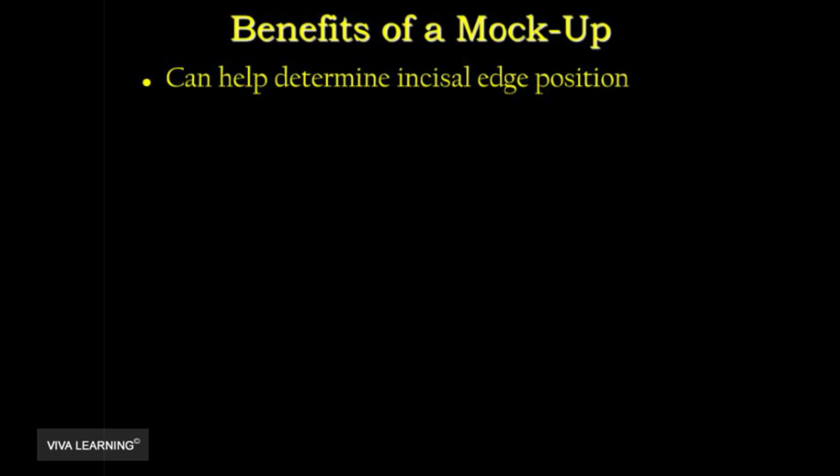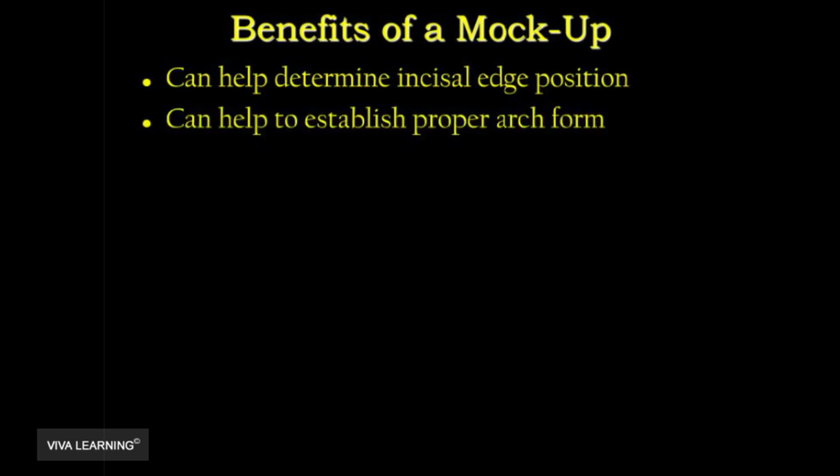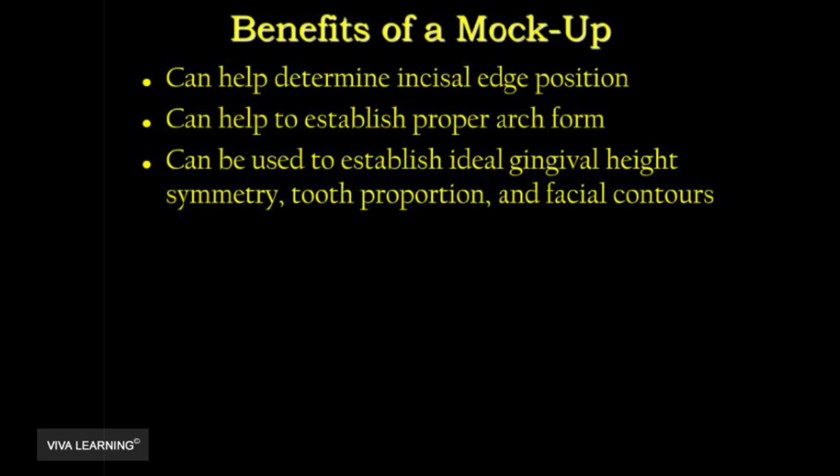It can also help establish proper arch form. We'll show you a case how we did that. It can be used to establish gingival height symmetry, tooth proportion, and facial contours. We showed you an example of that in the mock-up we did on the case with a patient that had the peg lateral on number 7 and the canine substitution number 11 for the missing congenital lateral number 10. All this information we were able to gather through our mock-up. It will help evaluate aesthetics, function, phonetics. We were showing the example of how we did that.